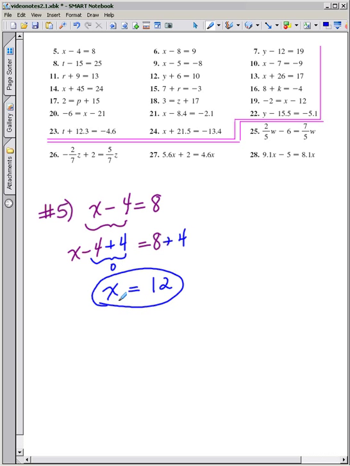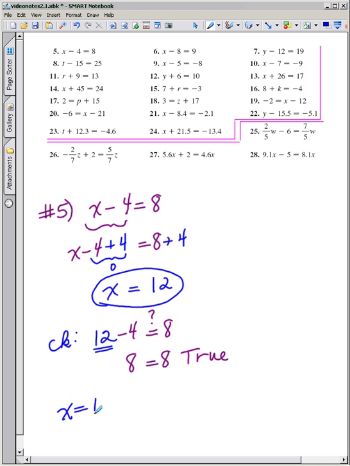Well, let's see if that works. To check it, plug it in place of the x. If we put in 12, the rest of that equation was minus 4. We're testing, is that equal to 8? 12 minus 4 is indeed 8. So we get 8 equals 8, which is true. So that means that the number we plugged in, the 12, is the solution. So x equals 12 is the solution to this equation.